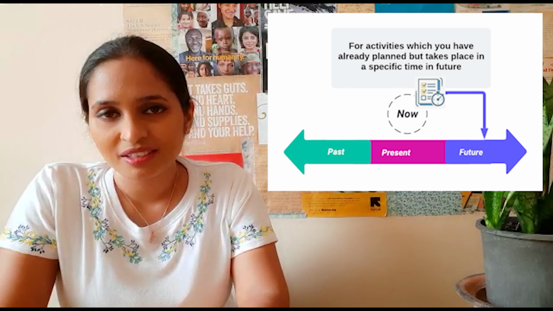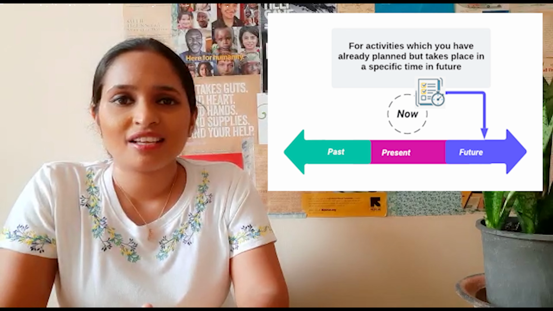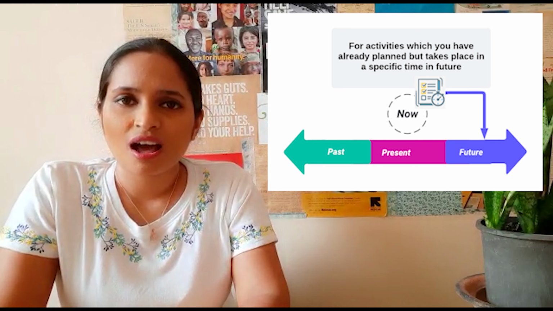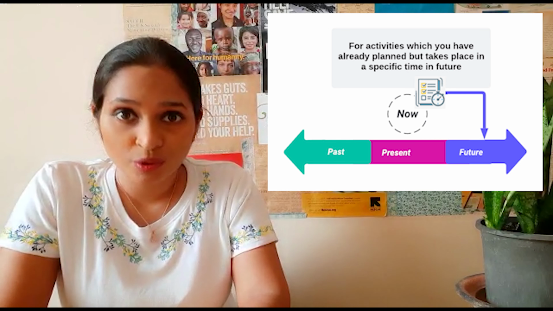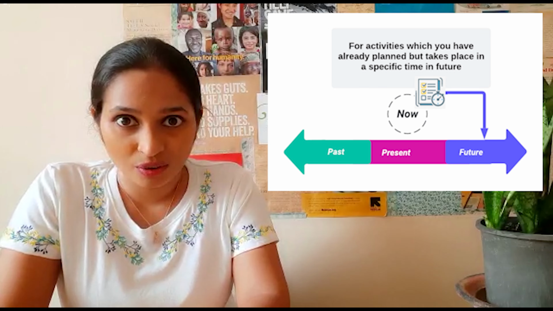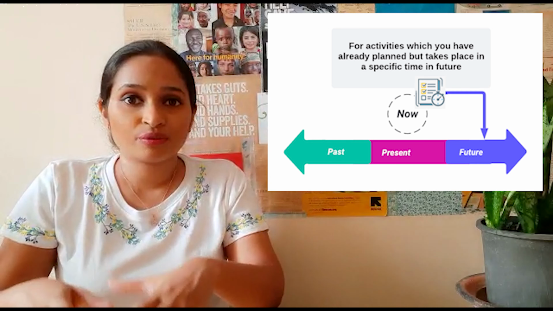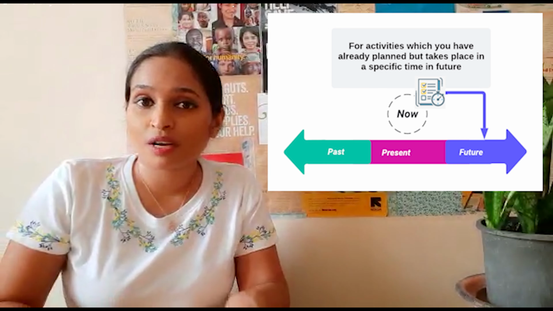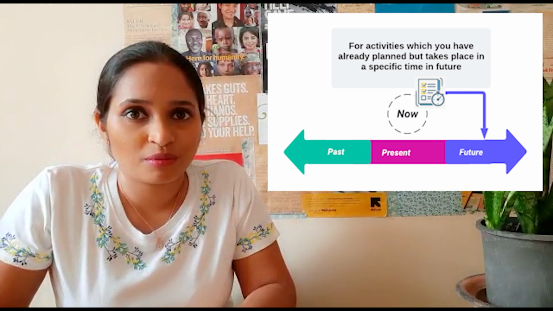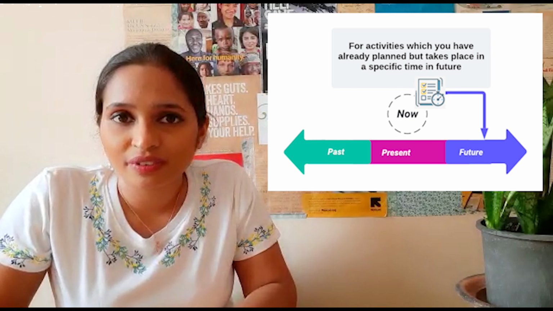The present continuous tense is also used to talk about activities that are already planned but take place in a specific time in future. For example, I am going to the supermarket tomorrow. Even though I am not performing this action right now, I am not going to the supermarket right now. I am going to the supermarket tomorrow. But I have a list of things in my head to buy, and I have made all the arrangements to go to the supermarket.